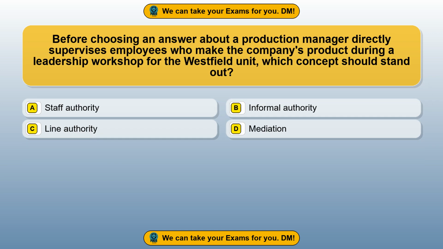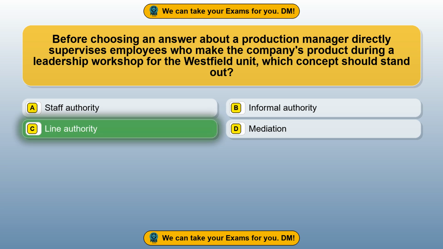Question 30. Before choosing an answer about a production manager who directly supervises employees who make the company's product during a leadership workshop for the Westfield unit, which concept should stand out? Option A, staff authority. Option B, informal authority. Option C, line authority. Option D, mediation. The correct answer is option C, line authority.